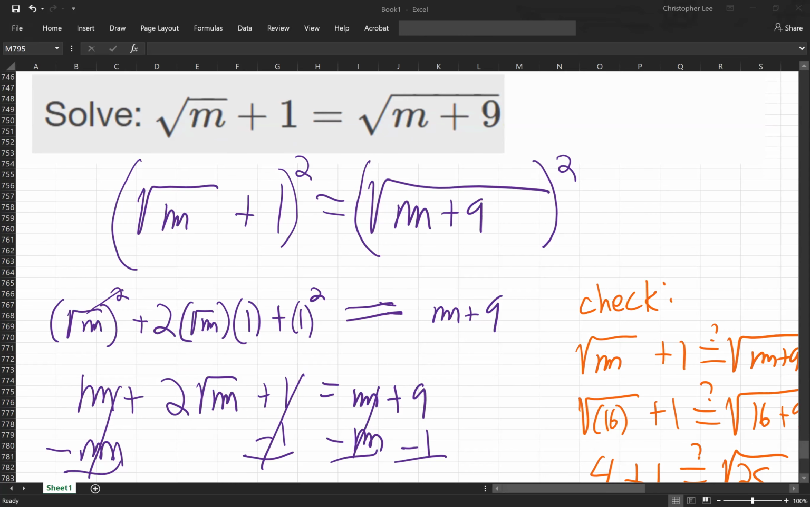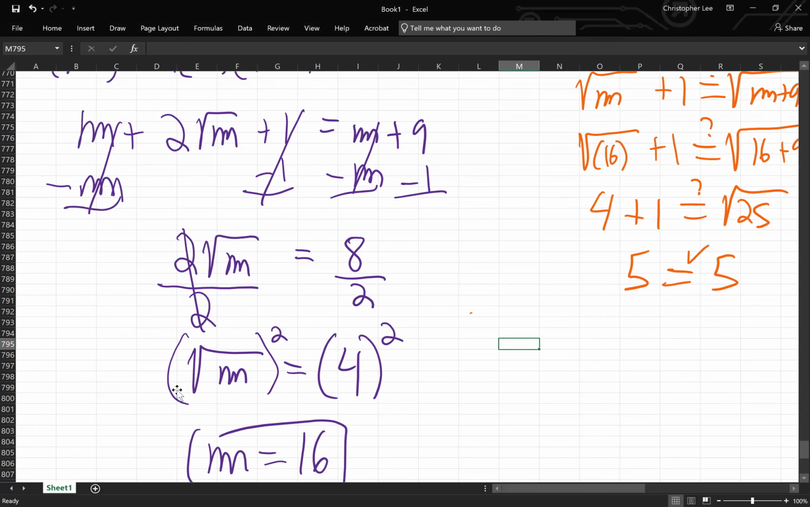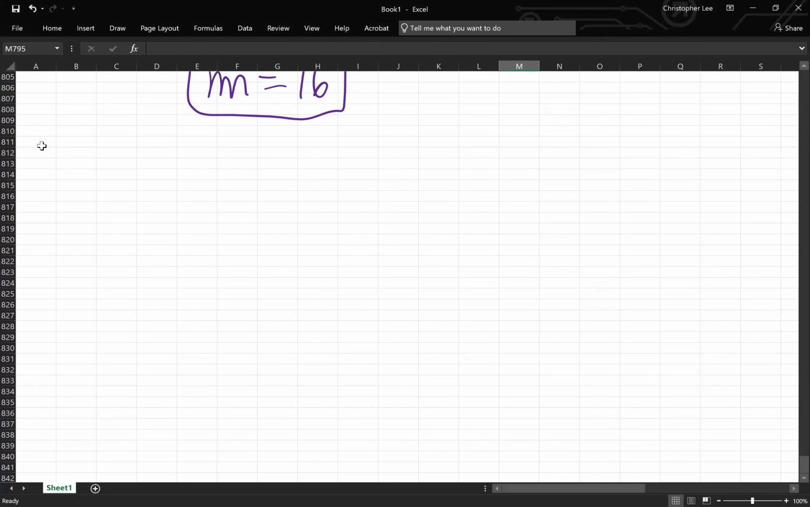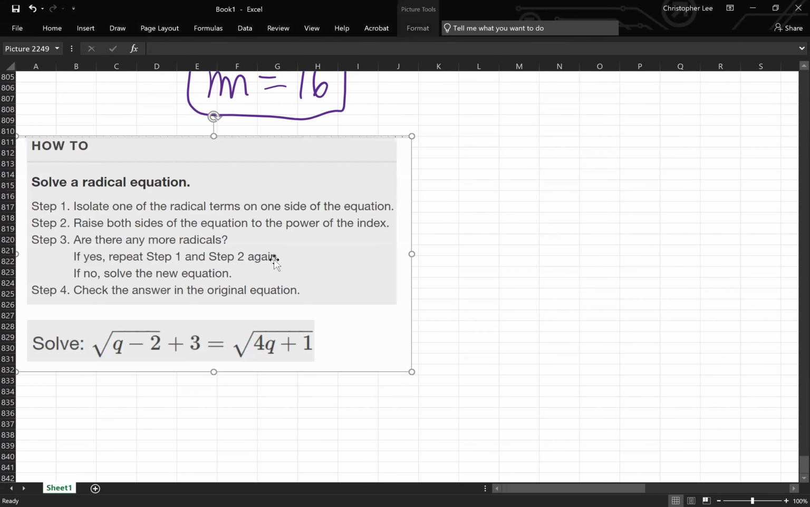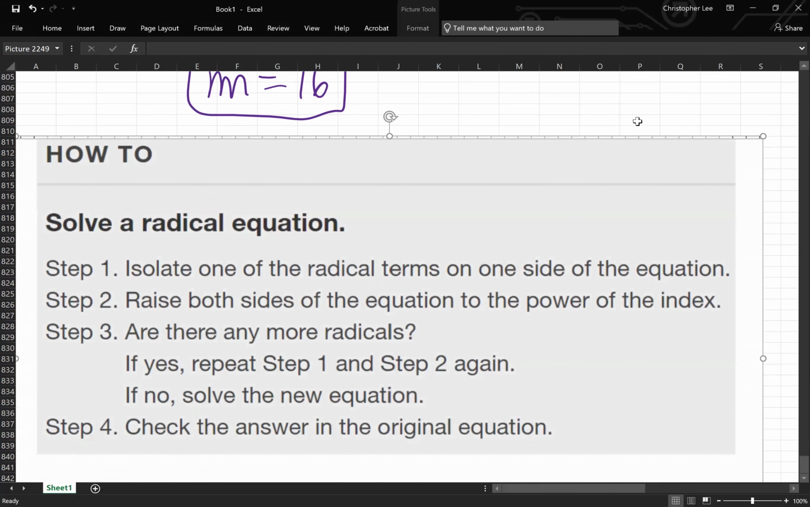All right, just humor me for a second, y'all. I just want to give y'all some notes before we jump into the next example. The next example is the same thing like this. So here you go. This is a little procedure.